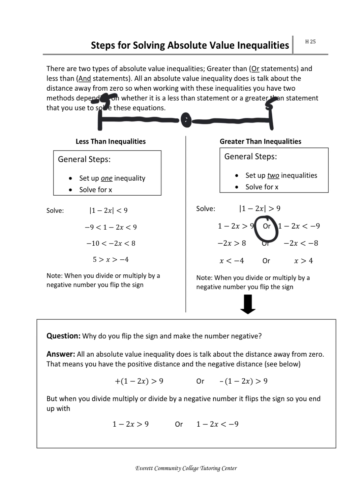And so we set up two inequalities, one with the original sign and one with the sign flipped and the value for y made negative. And so then we simply solve from there. We get two values. Here we get x is less than negative 4, and we get x is greater than 4. Both of those solutions are true.